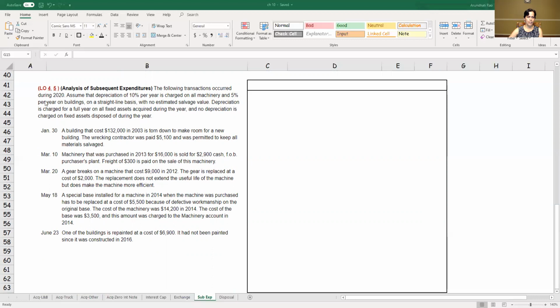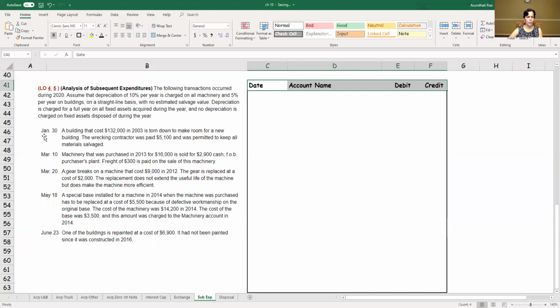We have transactions that have happened in 2020. Assume that depreciation is 10% per year on all machines, 5% per year on buildings, straight line method, no salvage value. That's the assumption. Depreciation is charged for a full year when the asset is acquired, regardless of when you bought it. No depreciation is charged on fixed assets disposed during the year. So in the year of disposal, we don't charge depreciation. Okay, so we're doing journal entries, so I'll set up my column headings.